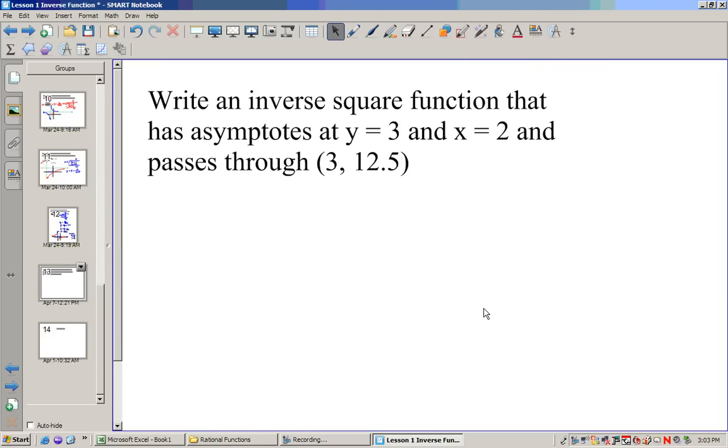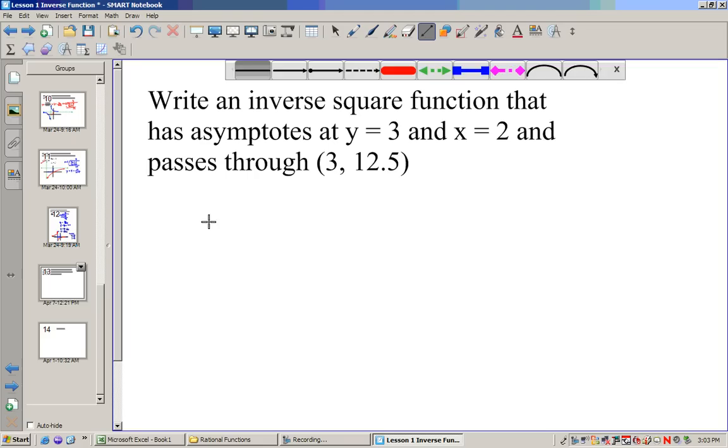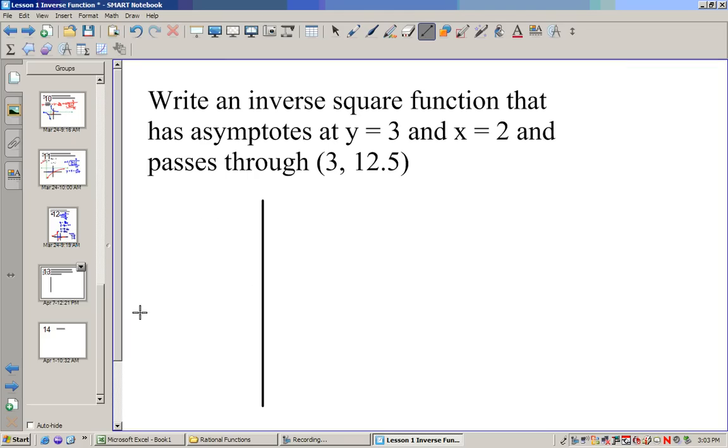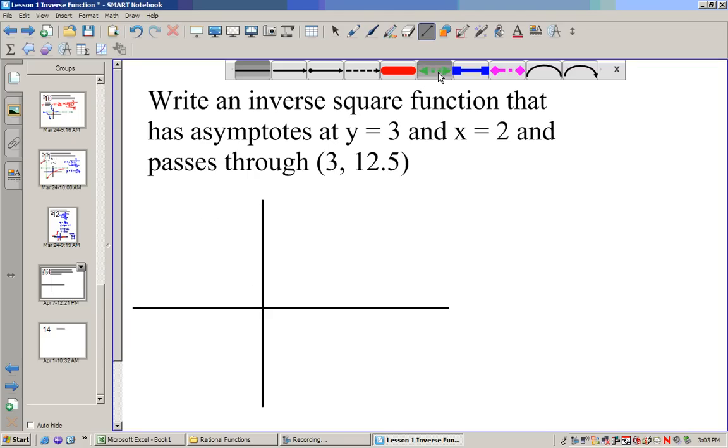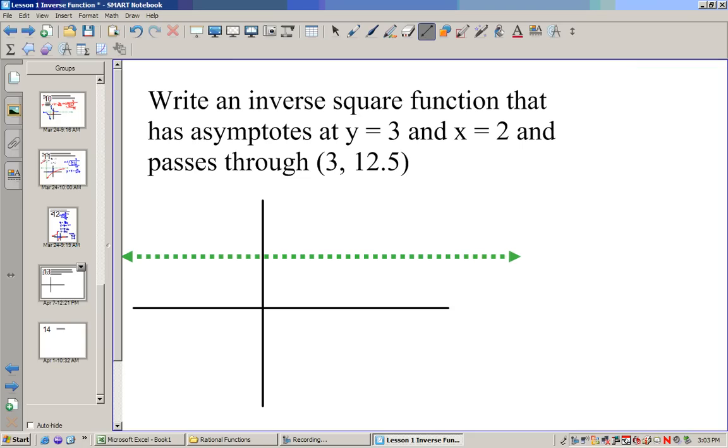Now, this next problem is a little bit different. It says write an inverse square function that has asymptotes at y equals 3, x equals 2, and passes through the point 3, 12.5. So I like to draw this out, give myself a visual of what's actually happening. y equals 3, x equals 2. And then it passes through 3, 12.5.